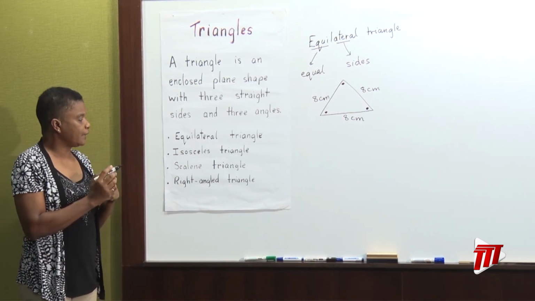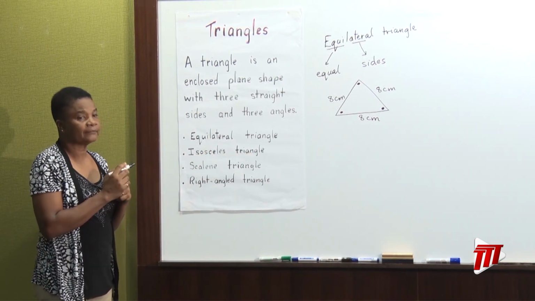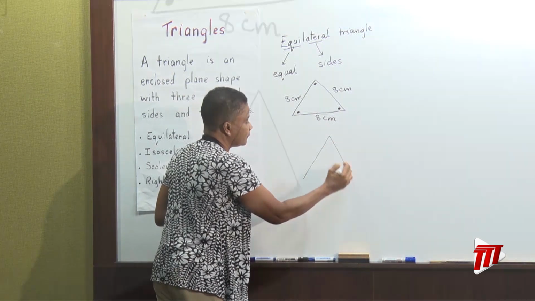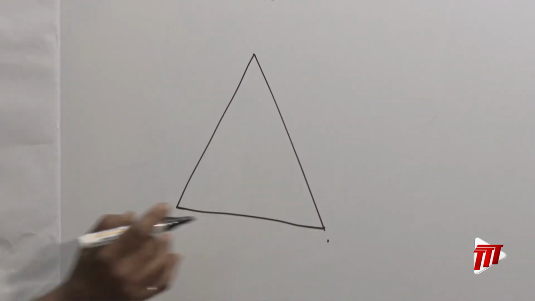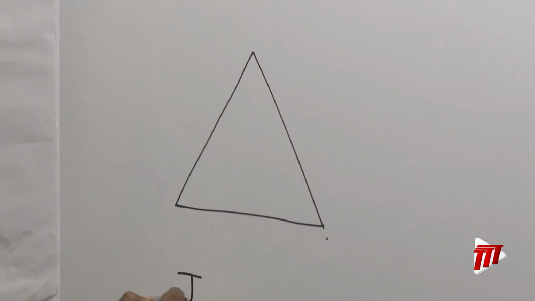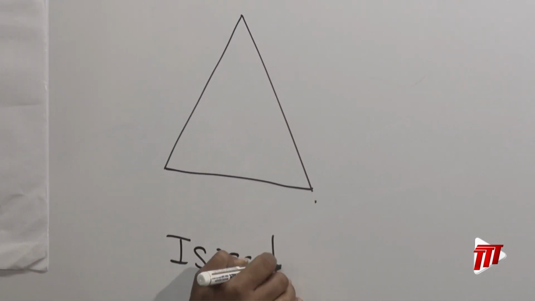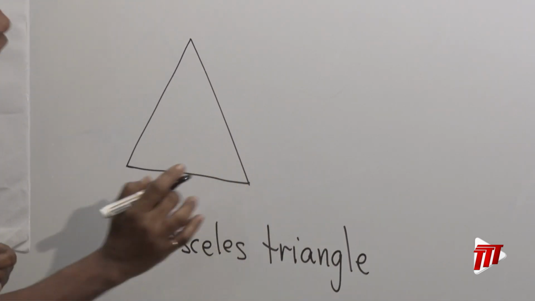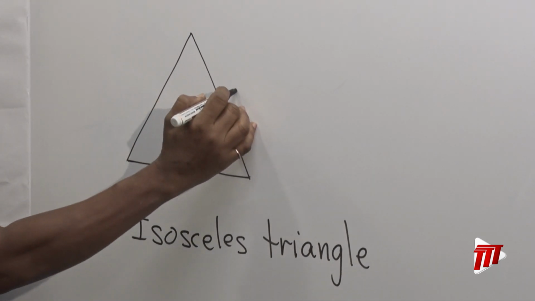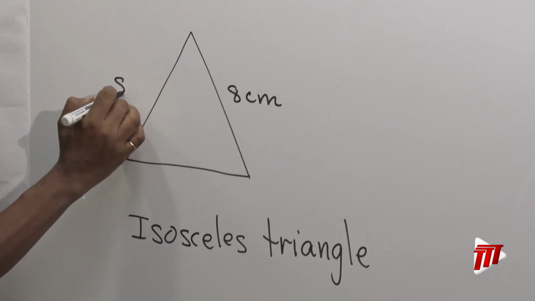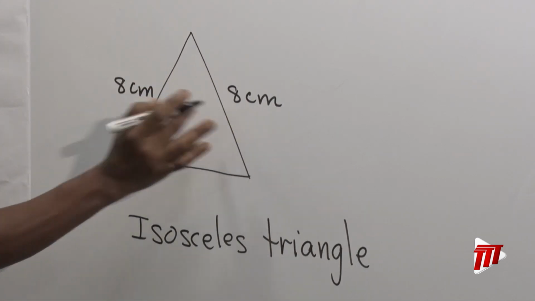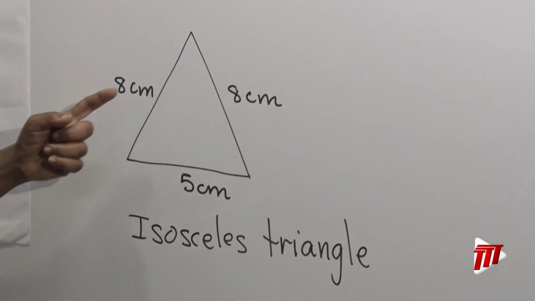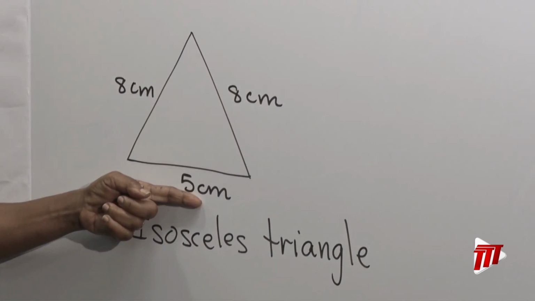The second type we're going to look at is the isosceles triangle. And I'm sure most of you by now would know that the isosceles triangle is one that has 2 sides that are equal. So this is now our isosceles. Our isosceles triangle has 2 sides equal. So if this side is 8 and this side is 8, these 2 sides are equal. Let's say this one will be 5 centimeters. 2 sides equal, 1 side unequal.